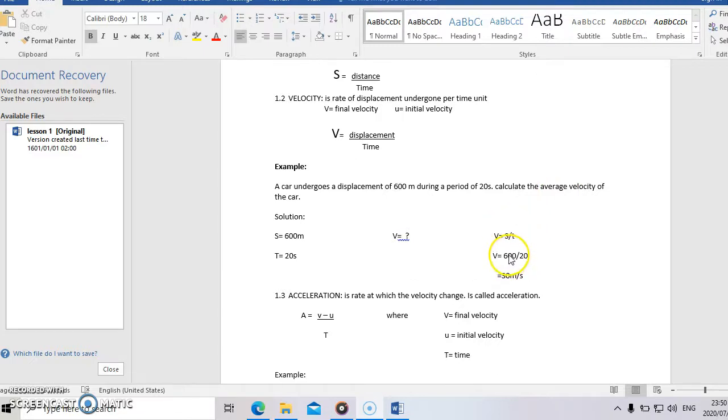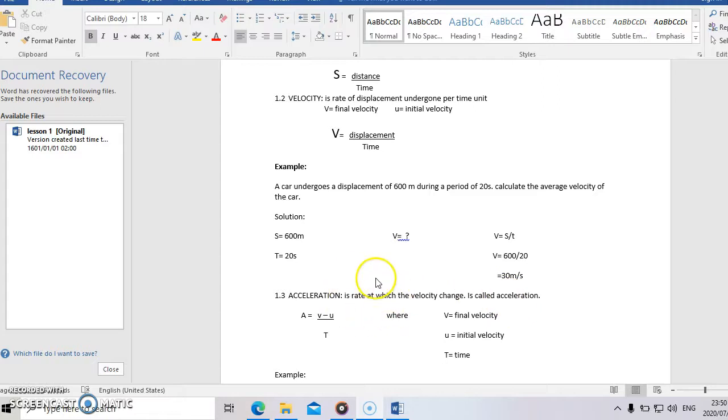Okay, let's go to another idea of motion. The third idea is acceleration. What is acceleration? It's the rate at which the velocity changes. Let's say you're driving a car. You're accelerating, so you're adding speed to your car. So you're changing the velocity. It's the rate at which the velocity changes that we call acceleration.